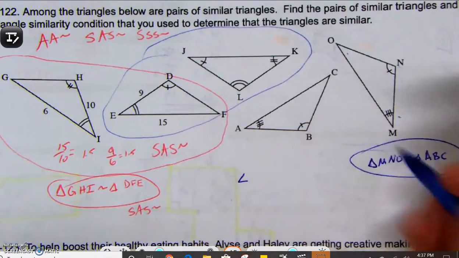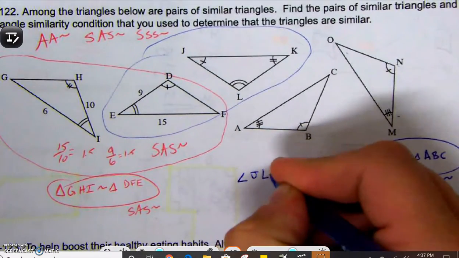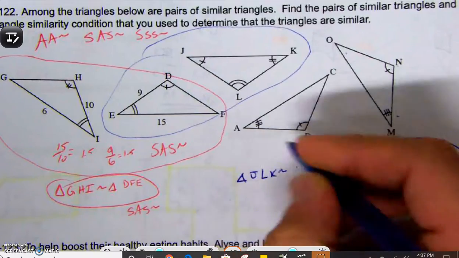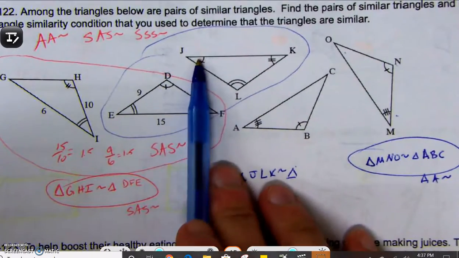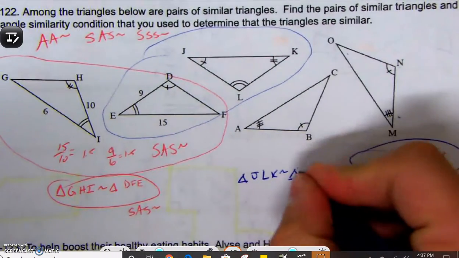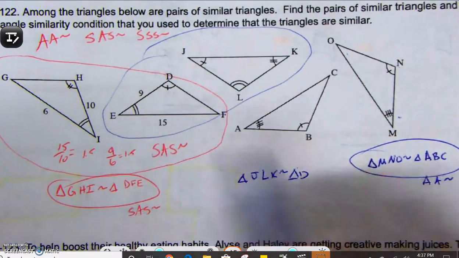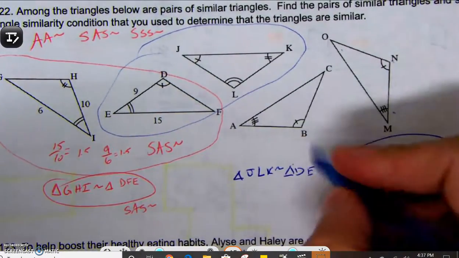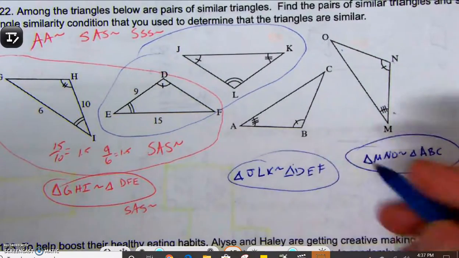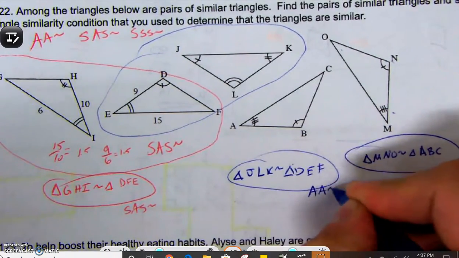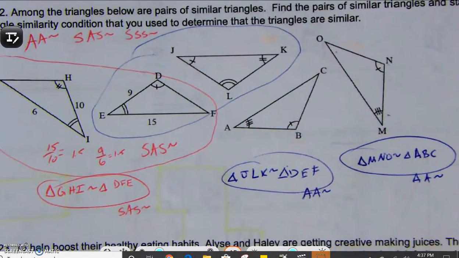So we would have, I call that one JLK triangle. I need to make sure J has the 1, so that's D that matches up with it. And then L's got the 2 arcs, so that is E. And then we have F. So that's another triangle similarity, and that's going to be AA similarity. So we have those 3 so far.